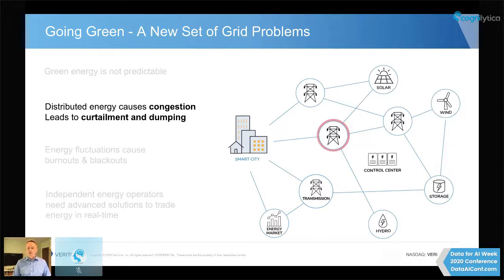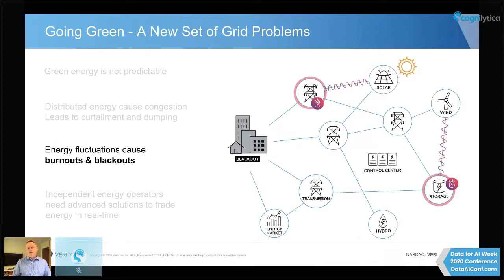Now we have distributed energy resources in different places, and they're trying to go through the existing legacy infrastructure, which can cause congestion. And congestion leads to curtailment, and also energy dumping, which means the utility companies are losing money, and you may not get the energy when you actually need it because it's congested at a substation somewhere.